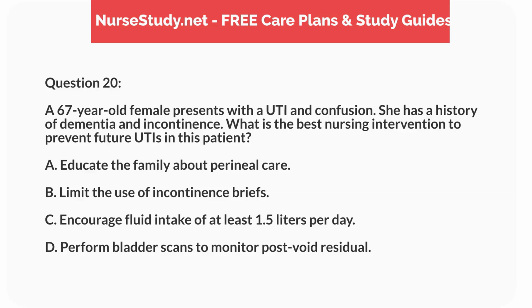Question 20. A 67-year-old female presents with a UTI and confusion. She has a history of dementia and incontinence. What is the best nursing intervention to prevent future UTIs in this patient? A. Educate the family about perineal care. B. Limit the use of incontinence briefs. C. Encourage fluid intake of at least 1.5 liters per day. D. Perform bladder scans to monitor post-void residual.